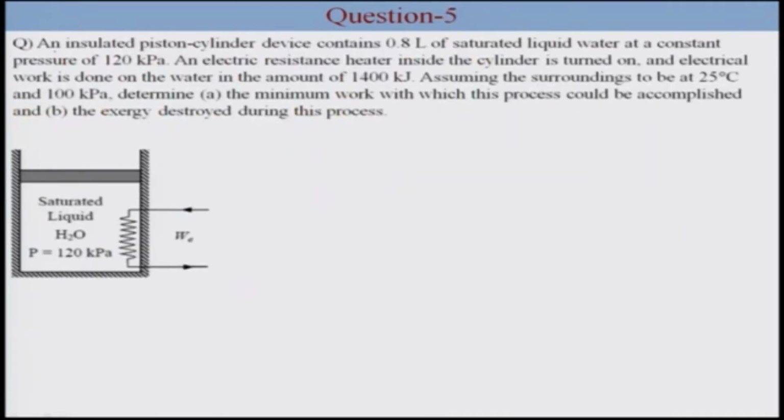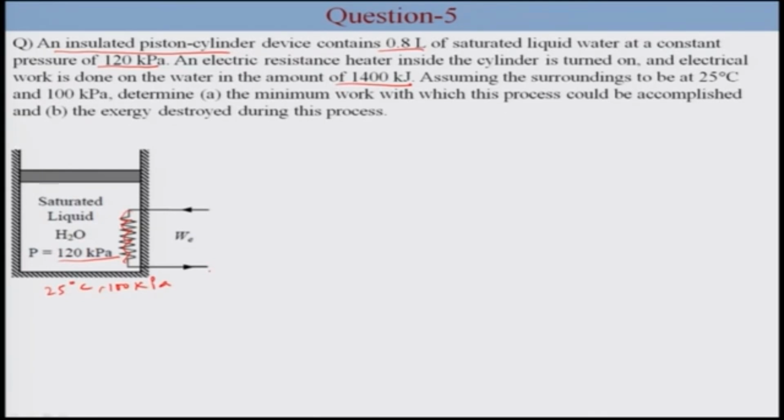In the next question, an insulated piston cylinder device contains 0.8 liter of saturated liquid water at a constant pressure of 120 kilopascal. So, this pressure is maintained. An electric resistance heater inside the cylinder is turned on, and electrical work is done on the water in the amount given. Assuming the surroundings to be at 25 degrees Celsius and 100 kilopascal, determine the minimum work with which this process could be accomplished and the exergy destroyed during the process.